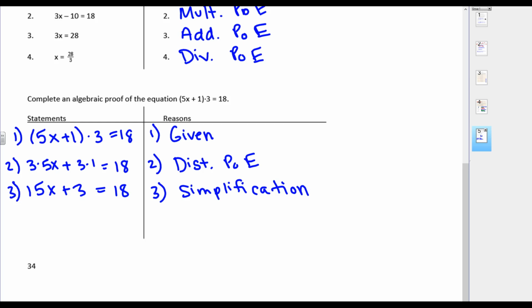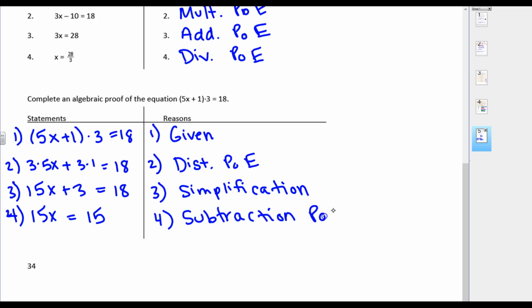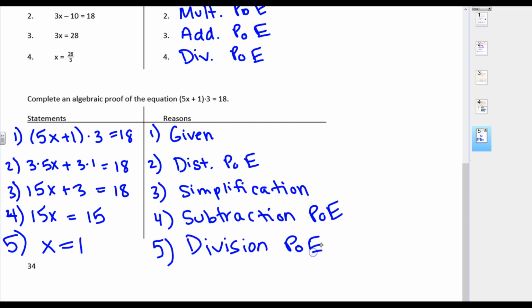Now I'm going to subtract the 3 over to the other side. So step 4, I get 15x equals 15. So that's the subtraction property of equality. Notice I did not shorten the word subtraction. And step 5 is very nice and easy. I divide by 15, so I get x equals 1. So that's the division property of equality.